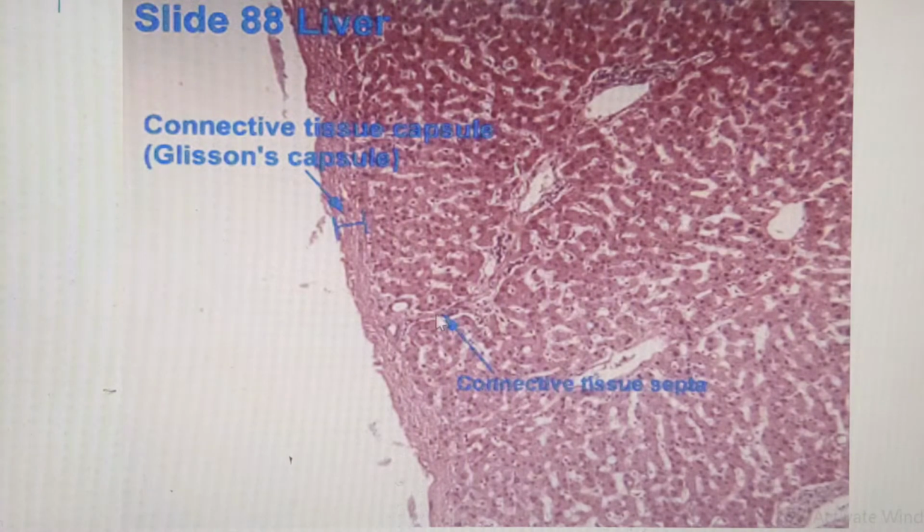But one thing I want to show you is that this connective tissue running through it, we call septa if it is very prominent, but if it is less prominent, we call it trabeculae. Now in the liver, you may see both septa and trabeculae, this kind of connective tissue running through them. So that is what I want you to know over here.